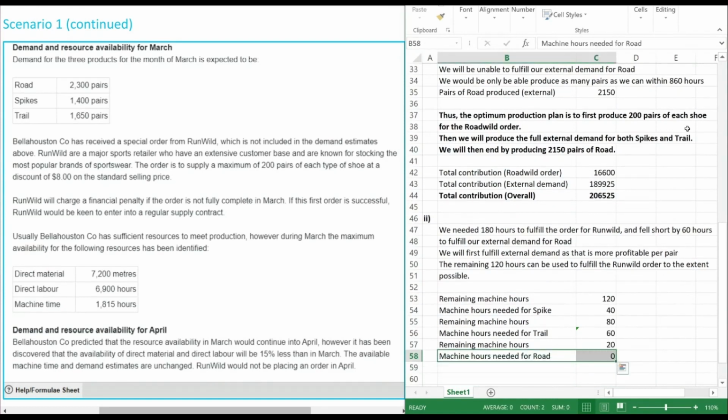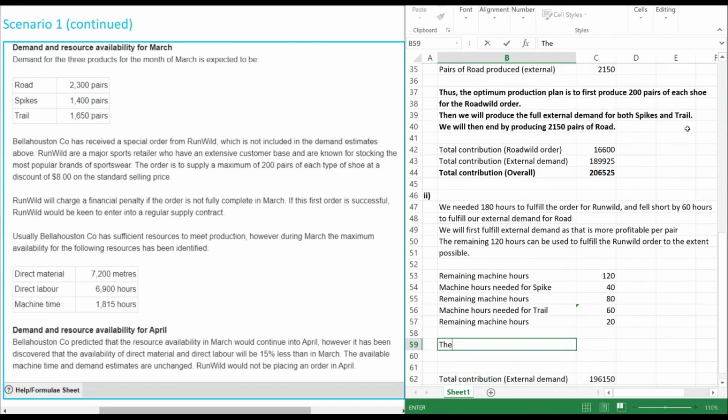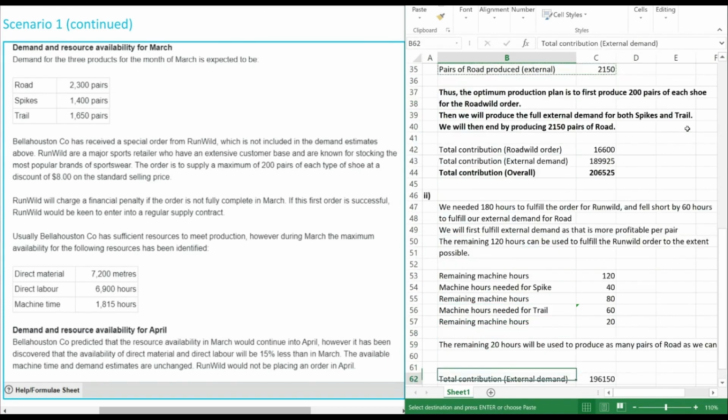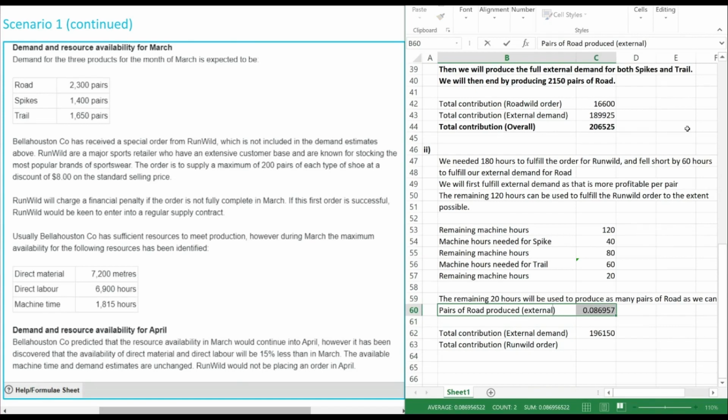For that, we will fulfill as much as we can for road. The remaining 20 hours will be used to produce as many pairs of road as we can. Once again, pairs of road produced. This time it will not be external, it will be for Runwild. You can see we are just copy pasting our format from above, which we took so much time to make, and now it's helping us in the long run.